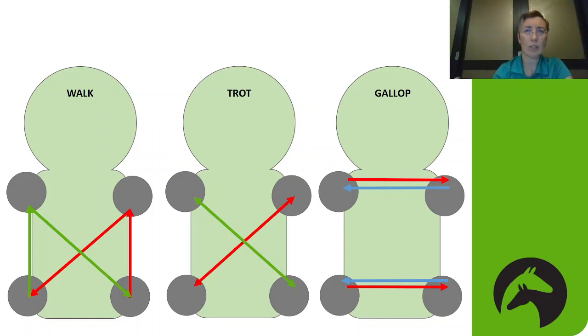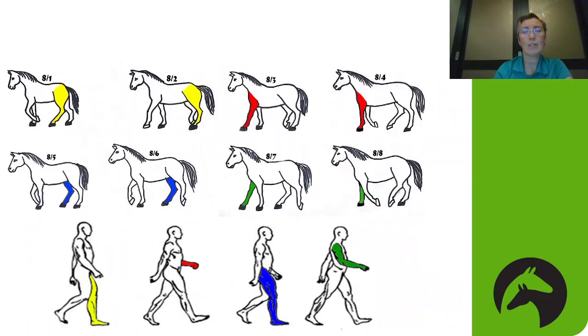I think trot and gallop you know very well. So in this picture we can see 8 perfect phases of walk of the horse. And the same 8 phases we can see in the human walk. They're absolutely the same.